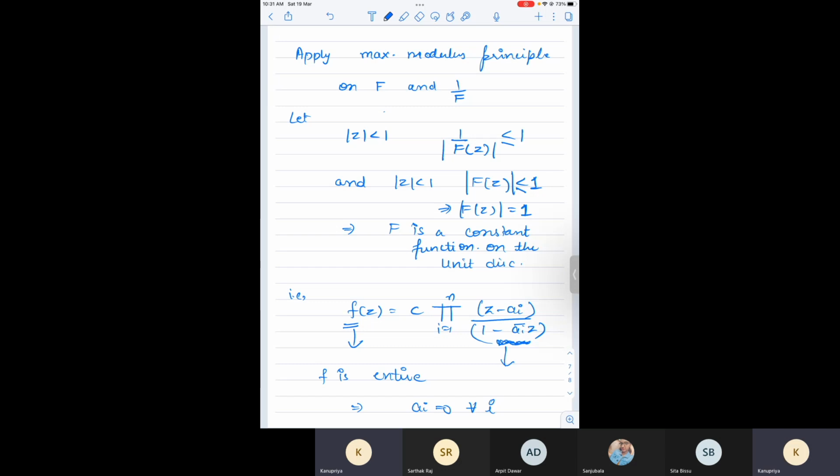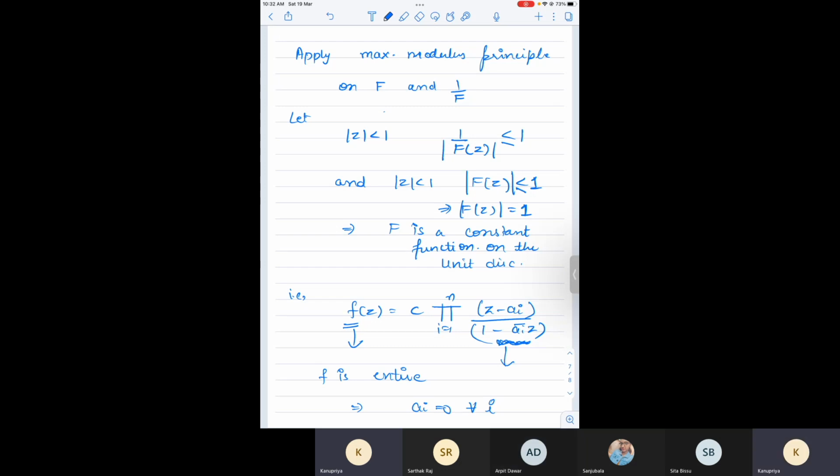इंटीरियर मैक्सिमम मॉडुलस प्रिंसिपल अगर हम f और 1 by f दोनों पे लगाएंगे तो हमें वहां से कंक्लूजन मिलेगा कि फंक्शन ही कांस्टेंट फंक्शन है, क्योंकि f का मैक्सिमम मॉडुलस भी 1 है और 1 by f का मैक्सिमम मॉडुलस भी 1 है. ये पॉसिबल तभी होगा जब फंक्शन का ही मॉडुलस 1 हो. मेक सेंस? Yes, ma'am. Okay.